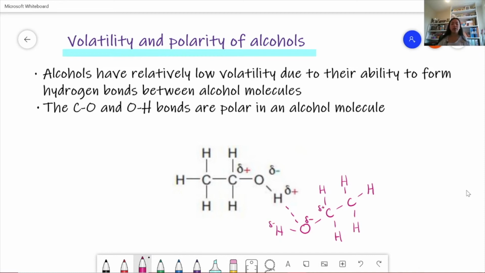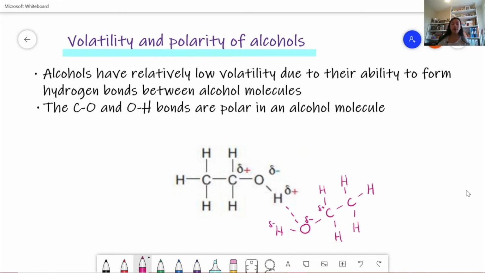And so because of the really high electronegativity difference between hydrogen and oxygen, it can form this hydrogen bond, which takes quite a lot of energy to break because it's the strongest intermolecular force. And so that's why it has a relatively low volatility, because its boiling point will be quite high.